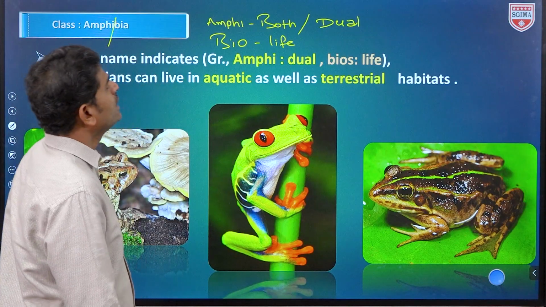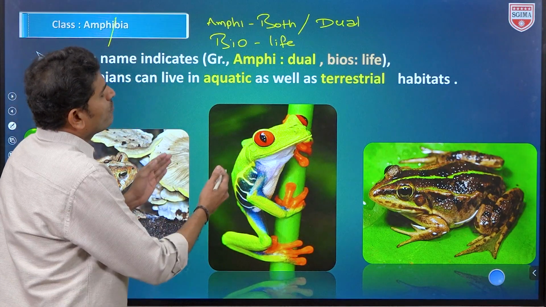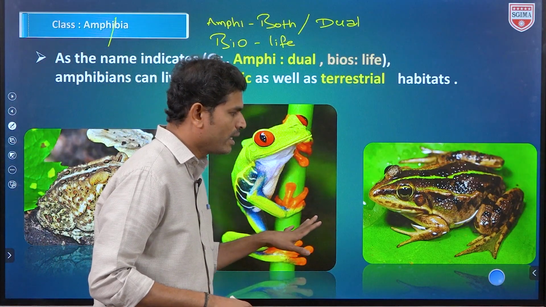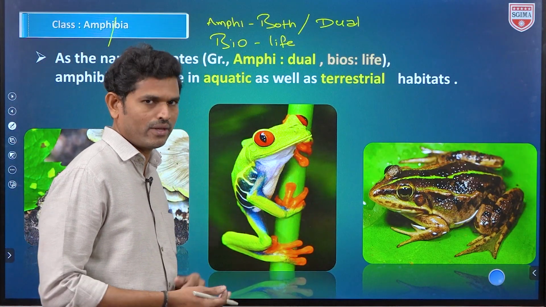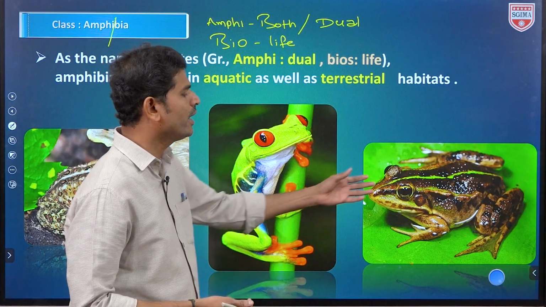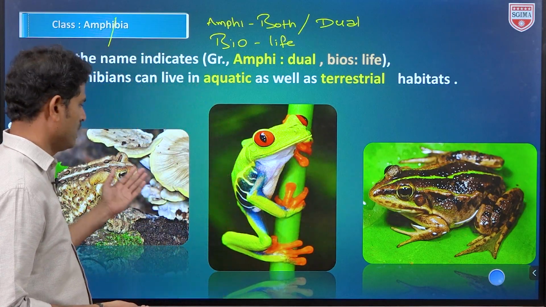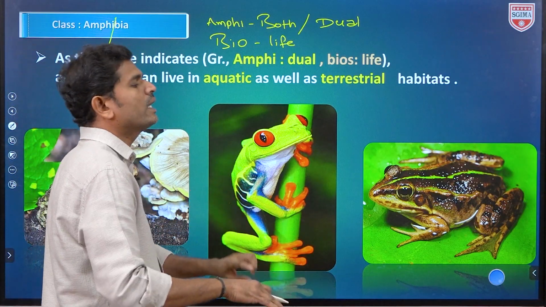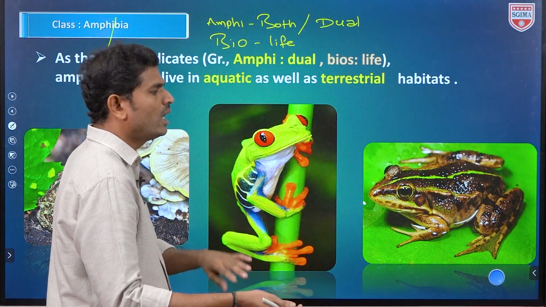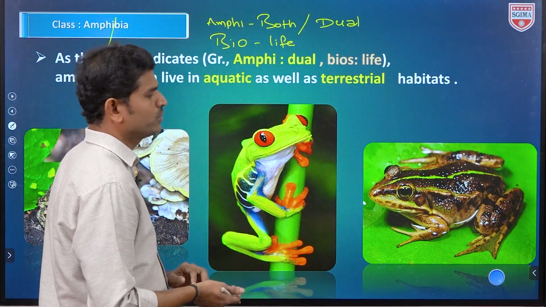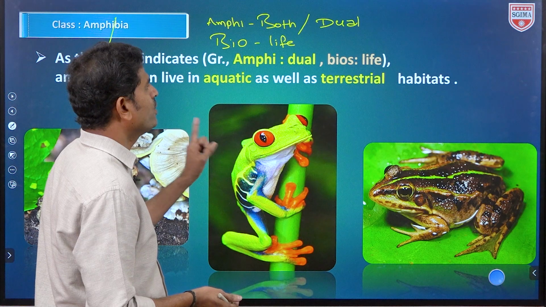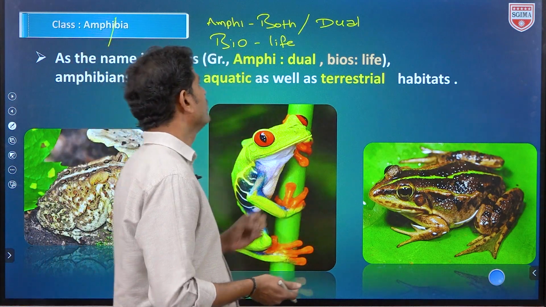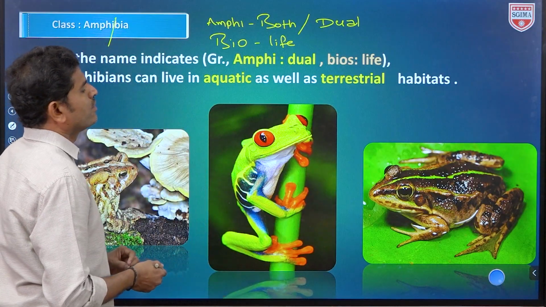Here, these organisms, amphibians, we are going to consider which organisms? Those having the dual mode of life, or they may live in water and on land also. So these organisms which are capable of living in both water and land media are called amphibians. They show the dual mode of life. Okay. Now let us see the first point.